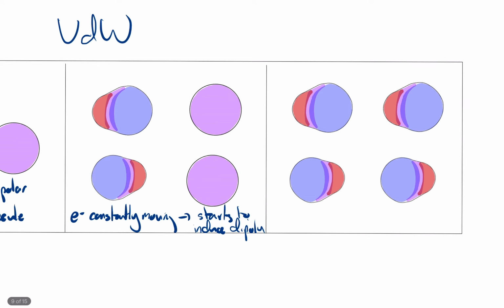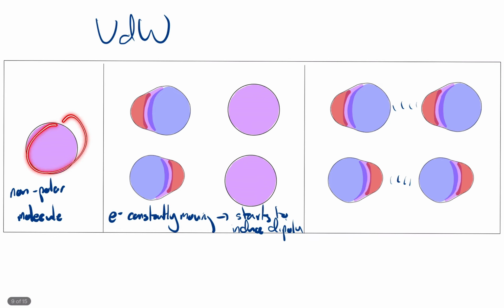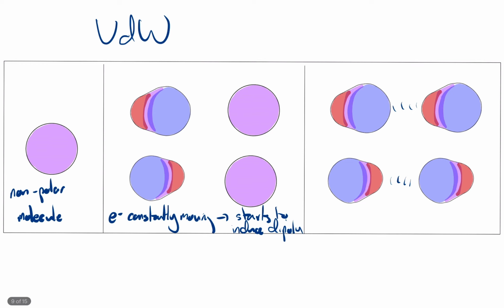Until we start to get something like this. We start to get these weak interactions, and these are far weaker, between molecules, because the electrons have moved and shifted, and during the second where they are shifted, they start to induce charge, and we start to see very weak intermolecular forces form.